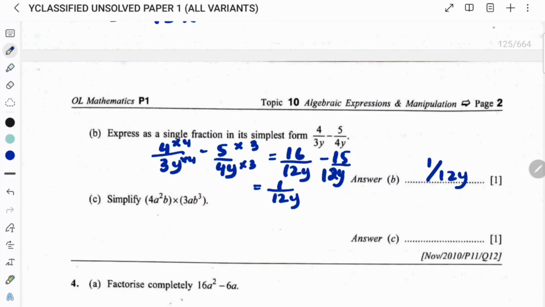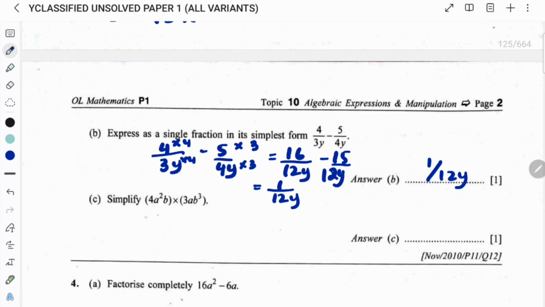The next is also expansion. 4a square b into 3ab cube. Numbers with numbers multiply, and the variables like a with a, but the powers will add because it's a multiplication question. If the same base is there, we add the power in multiplication.